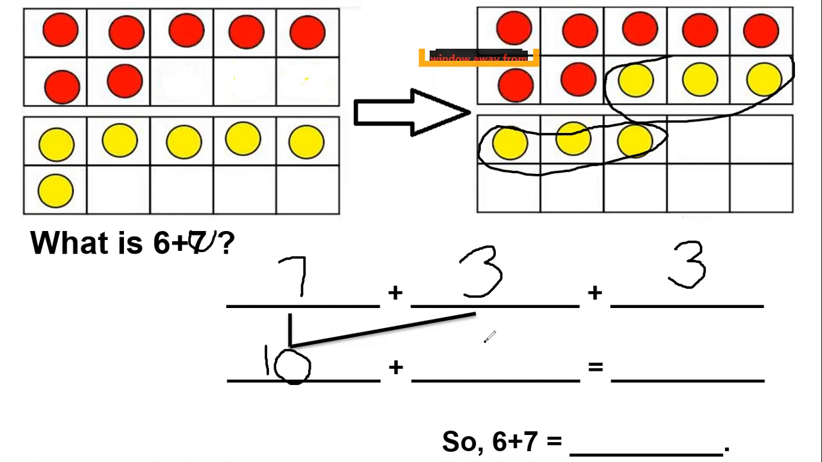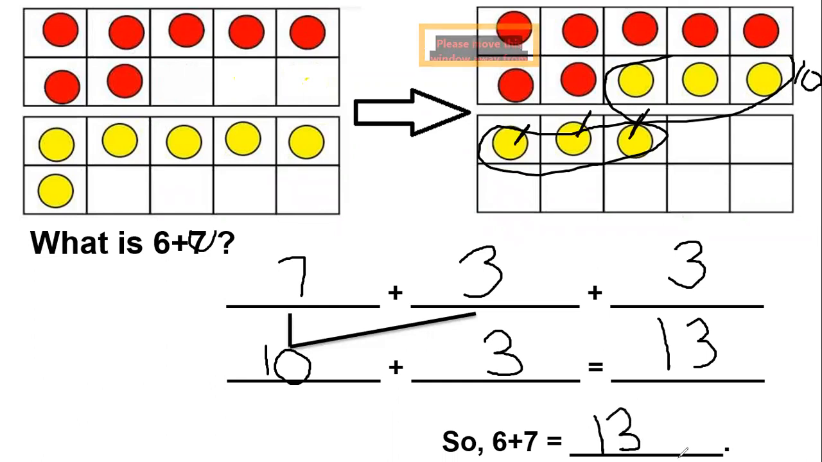Now you bring this 3 down. What is 10 plus 3? Yes, excellent. What is 10 plus 3? After 10, 11, 12, 13. So this is 10 and this is 3. After 10, you count as 11, 12, 13. So that gives you the number 13. So now 6 plus 7 gives you number 13.